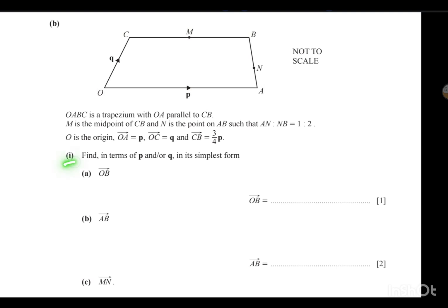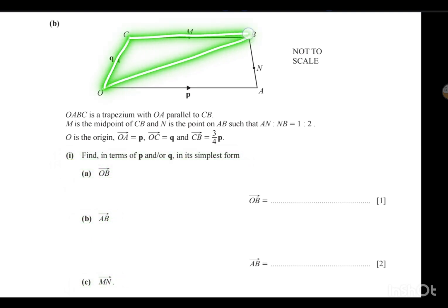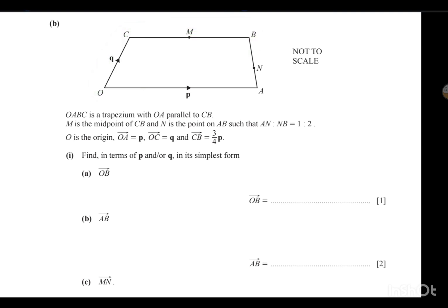Question number 1. Find in terms of P and or Q in its simplest form: question A, OB; question B, AB; question C, MN. So what is OB? OB is from O to B, so it has to be OC plus CB. Let us do that. OB is OC plus CB. OC is Q, CB is 3 by 4 P according to the question. So this is the answer for question A: Q plus 3 by 4 P.